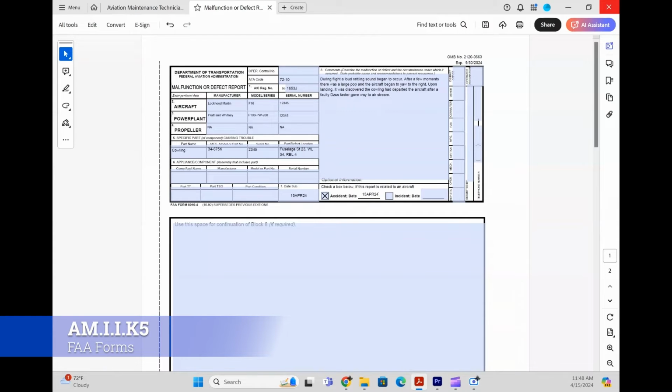Then I would put my name and my telephone number on there. You don't have to worry about the operator designator, because the FAA will fill that out whenever they call you to try to figure out exactly what was going on the day that this happened. But that is how you fill out the 8010-4.